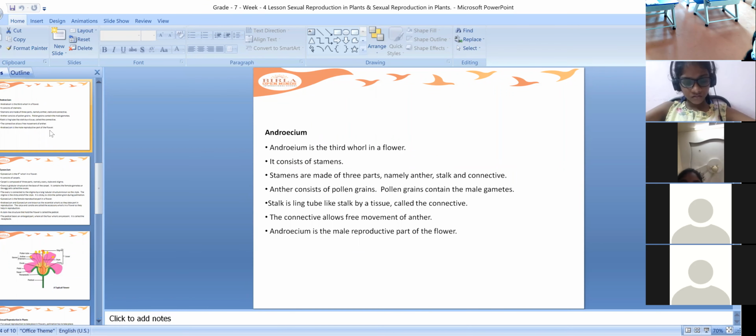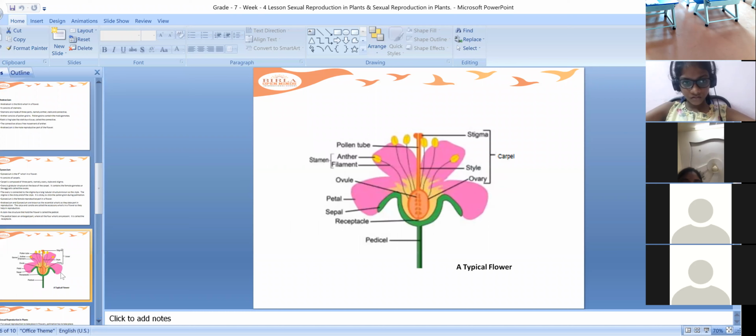Now, anther consists of pollen grains. Pollen grains contain male gametes. So here anther consists of pollen grains. Where is the anther here? You can see in this picture. Anther is connected to the filament. It is the male part.